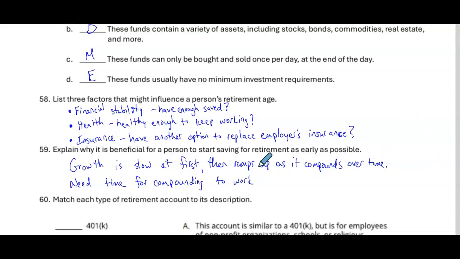Okay, the curve is going to look like this. It's going to go slow at first, and then it's going to increase on an exponential curve. Well, if you don't do this flat part until you're older, you're never going to experience the steep part. So that's why you need to start early.